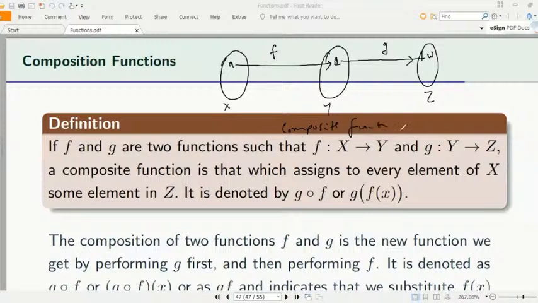How do we denote it? This is denoted by g composition f. So this is a composite, one function. g composition f means that we place f of x inside g of x.